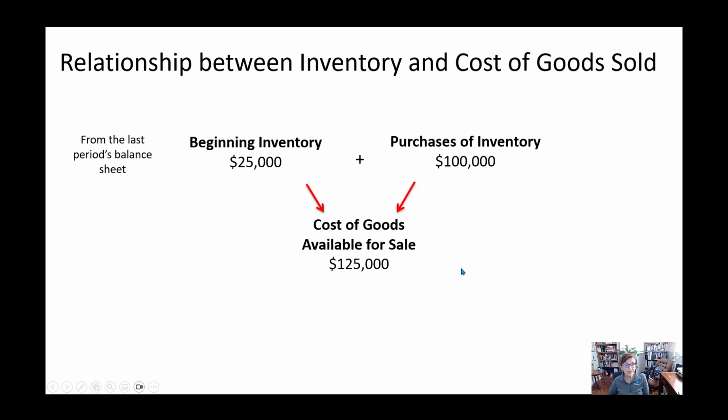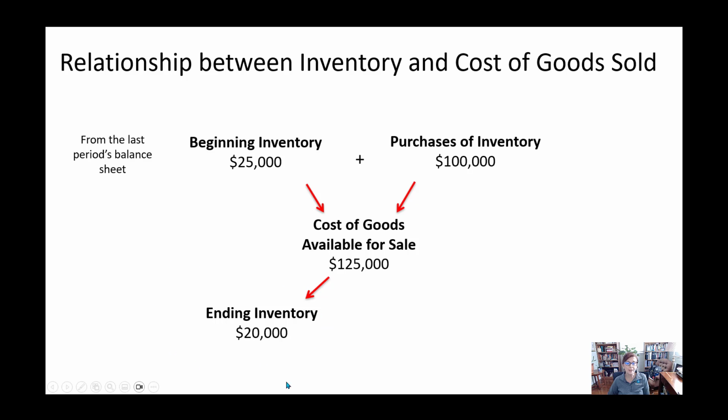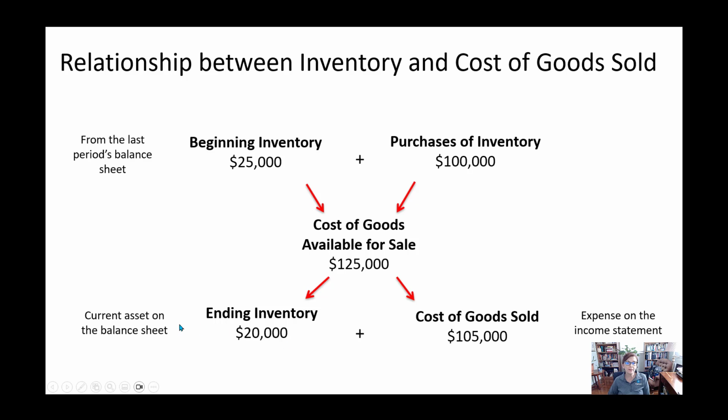Now, at the end of the year, where did that cost of goods available for sale go? There's two possibilities. Either the goods were sold or they're not sold, right? At the end of the year. If the goods are not sold, then they will be in ending inventory. Remember, that's the cost of unsold merchandise. If they are sold, they're going to go to cost of goods sold. So this formula works for every company. Beginning inventory plus your purchases gives you cost of goods available for sale. Either goes to ending inventory or it goes to cost of goods sold. Remember that ending inventory is a current asset on the balance sheet, and cost of goods sold is an expense on the income statement.